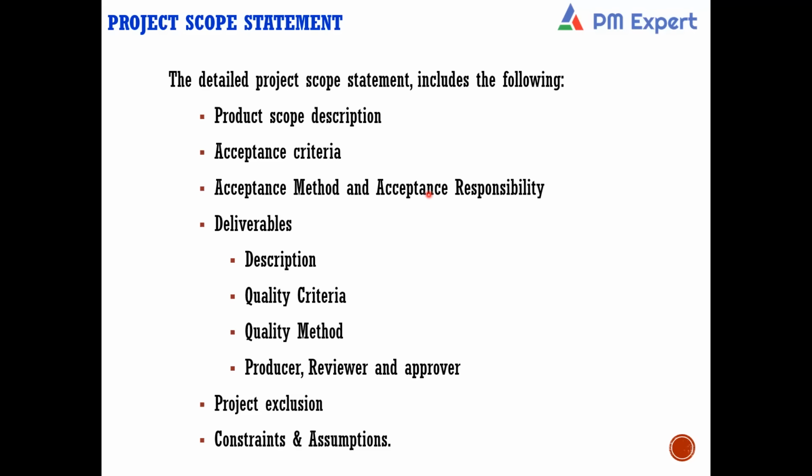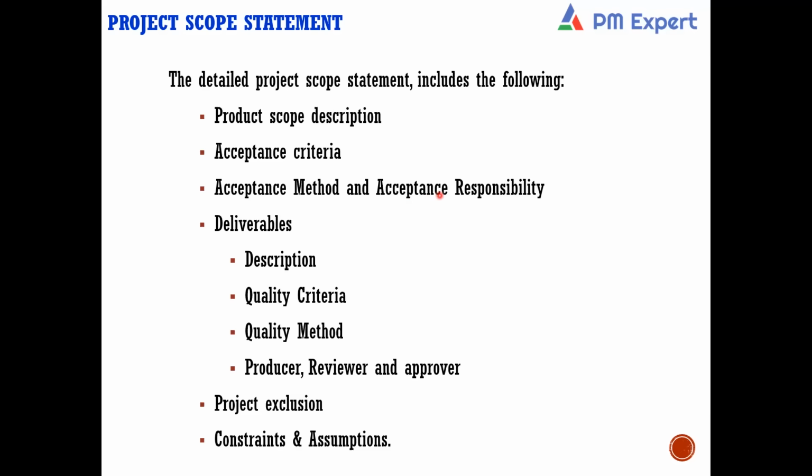So you were suggesting that acceptance criteria and acceptance method and acceptance responsibility. No, I didn't say this. I said acceptance criteria must be in the project scope statement. Right? I only said acceptance method and acceptance responsibility can be part of the scope management plan also, right? Scope management plan is what helps.